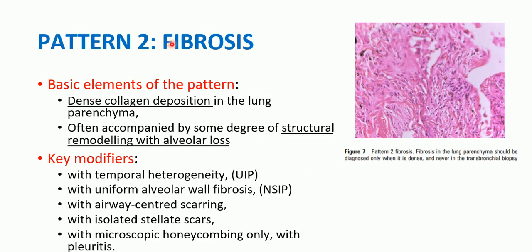Coming to pattern 2, which is fibrosis, it will cover all the important topics like UIP, NSIP. So basically what do you expect in pattern 2? There has to be dense collagen deposition in the lung parenchyma, accompanied with some degree of structural remodeling with alveolar loss. The key modifiers include temporal heterogeneity, which is seen in UIP, which I'll cover now, and uniform alveolar wall fibrosis seen in NSIP. It can be fibrosis with airway-centered scarring, with isolated stellate scars, and with microscopic honeycombing only with pleuritis. So these are the common sub-patterns of pattern 2 fibrosis.